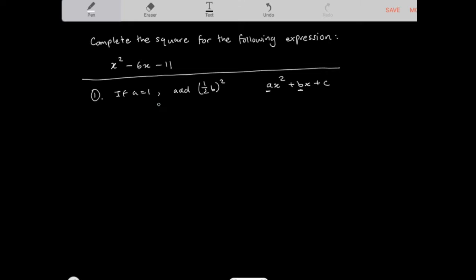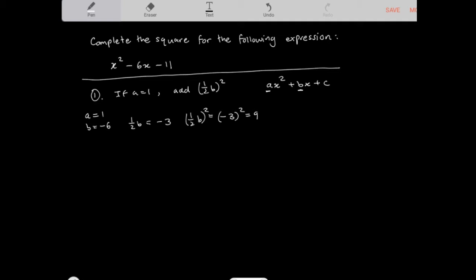Now in this case a is 1, so what's going to really help me to do this is I'm going to write down my a term, which is 1, b term, which is -6, and you want to add 1/2 b squared. So let's figure out what 1/2 b is. So 1/2 b here is -3, and 1/2 b squared is basically -3 squared, which is 9. Okay, so I figured that out.